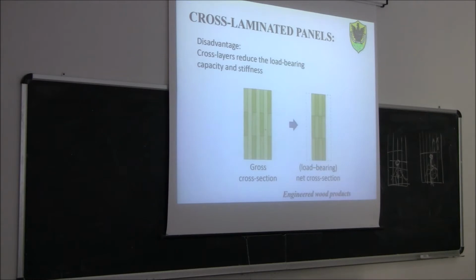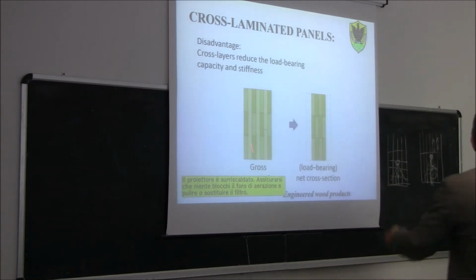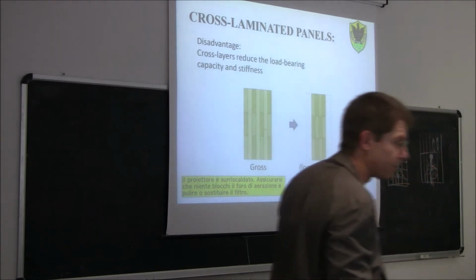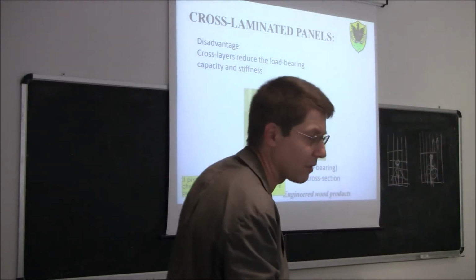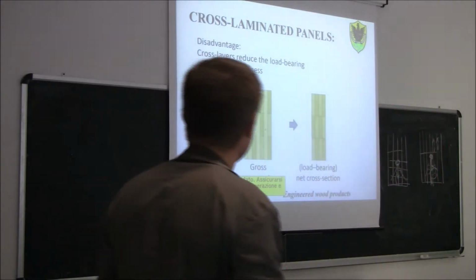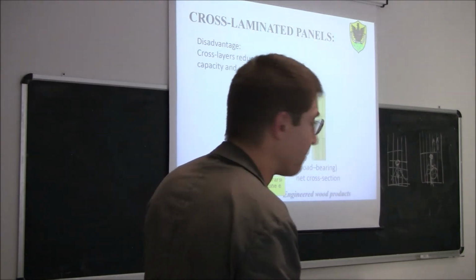When we use this panel, for example, as a beam, this means that if we were using a glue laminated timber, we would have used only basically 4/7 of the total volume of timber. Because 3/7 are planks that are not used in the main direction. So again, with this kind of product, we need to use more wood.